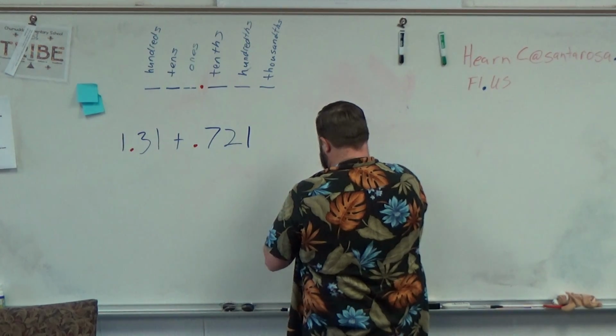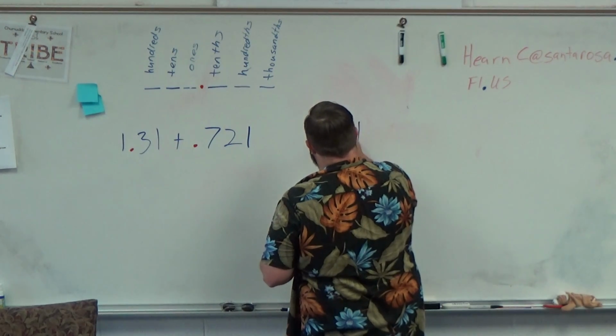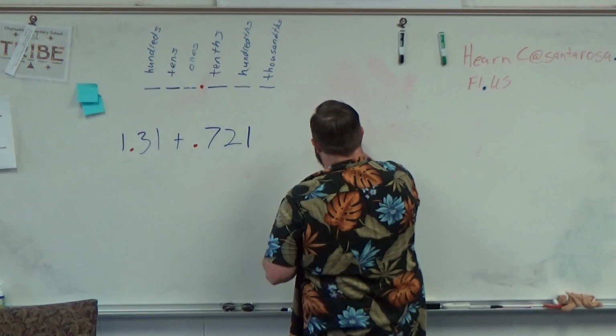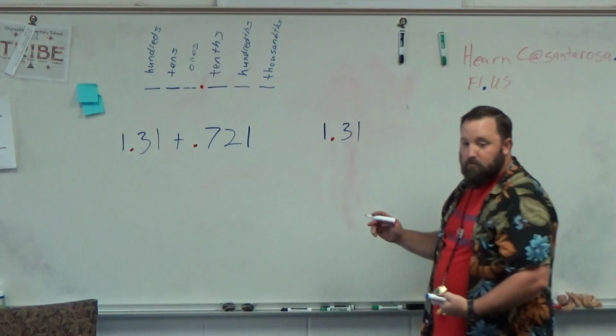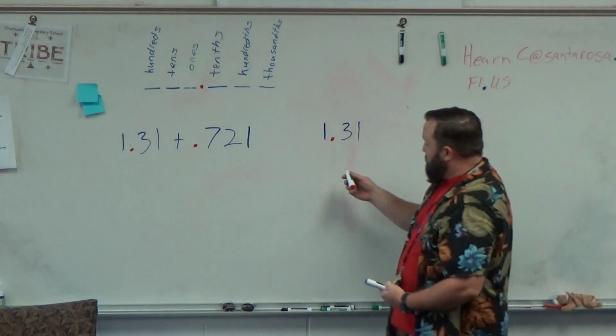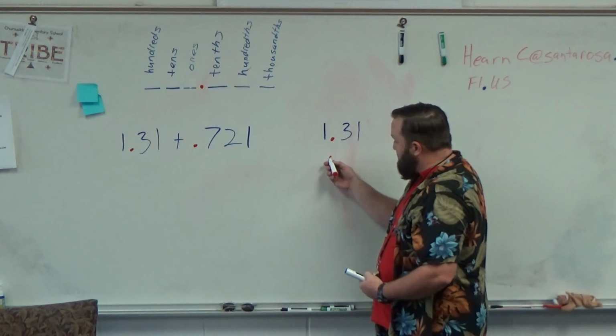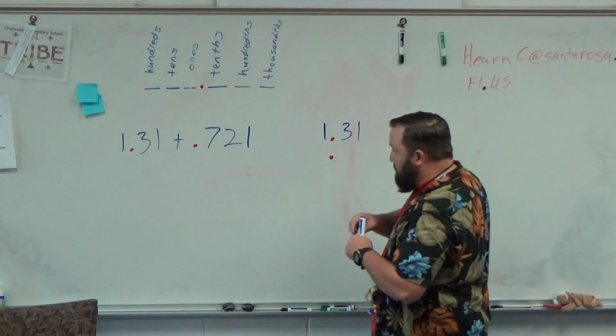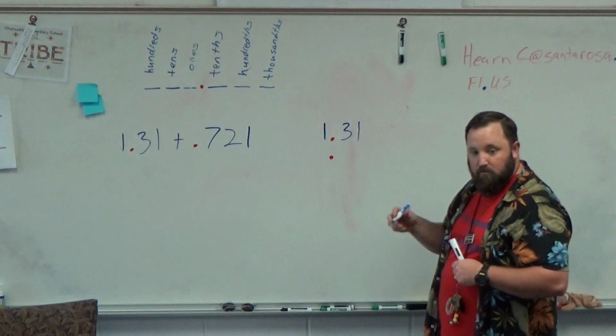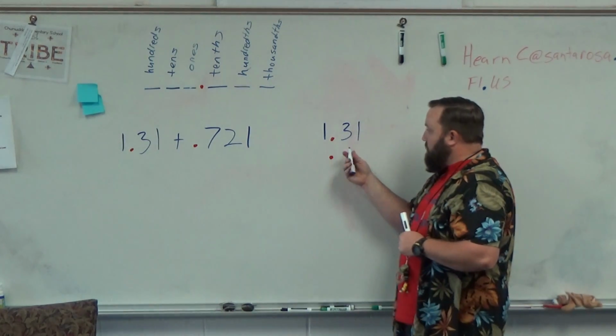I got my red here. 1.31. All right. Now, when I look at 0.721, where's my decimal? So I'm going to line my decimals up, because we're going to line up our decimals. All right. So we're going to line up the decimal. And then we're going to find our places.